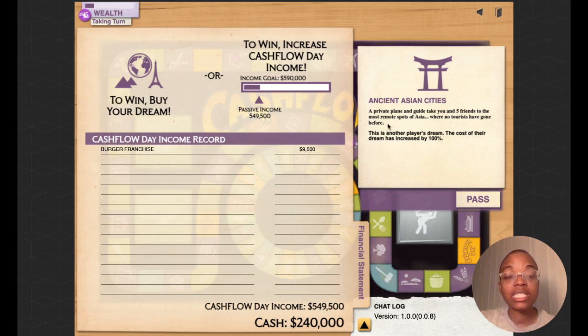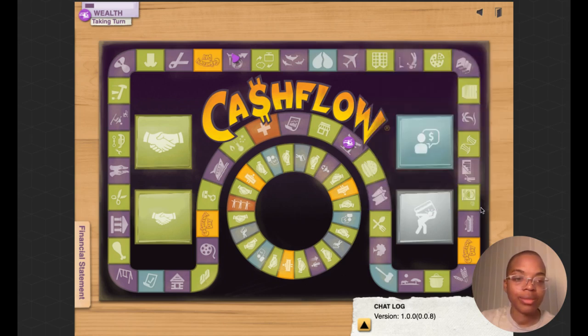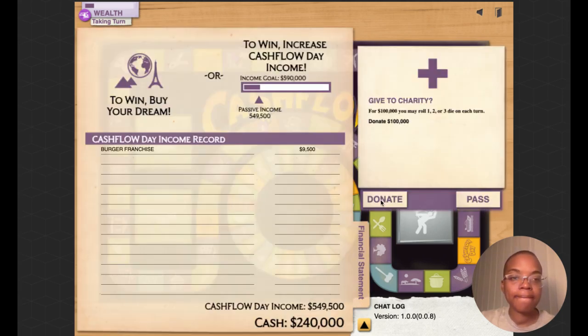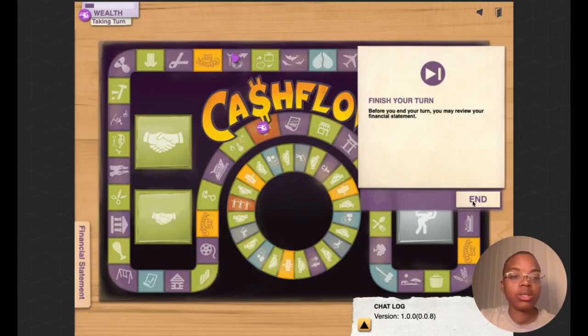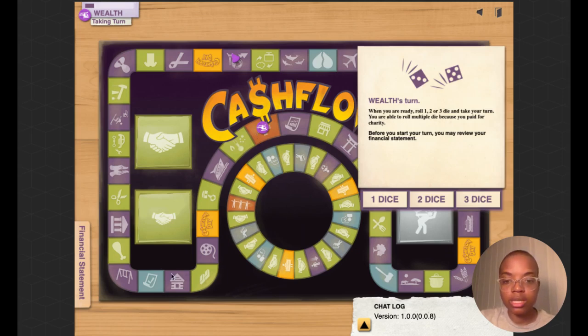Ancient Asian cities. So a private plane to guide and take you and five friends to the most remote spots of Asia where no tourists have gone before. Again, it's not my dream. Seven wonders of the world, traveling adjacently it is, but it's not. So I got to pass on that. Take a roll again. Give to charity. For $100,000, you may roll a 1, 2, or 3 die on each turn. I'm going to donate. Again, there's just very few opportunities when I can donate. I definitely do. And if I can get 3 rolls, that could potentially speed me up to getting to my dream.